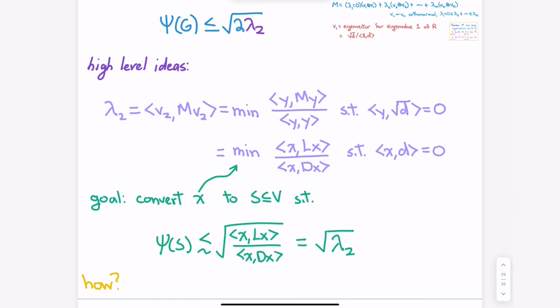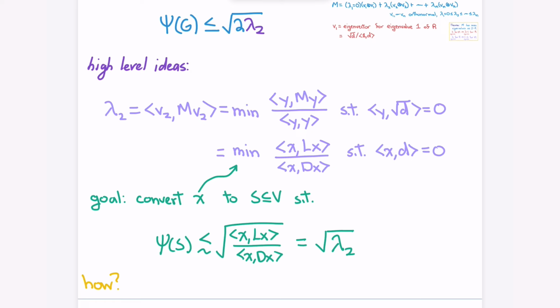Okay, so now what we want to do is go in the opposite direction. There's this somewhat superficial connection between lambda 2 and a term that looks a little bit like conductance, in the sense that I could plug in the indicator vector of a set and out comes the conductance from this ratio. It's not necessarily orthogonal to D though, so that's a different issue.